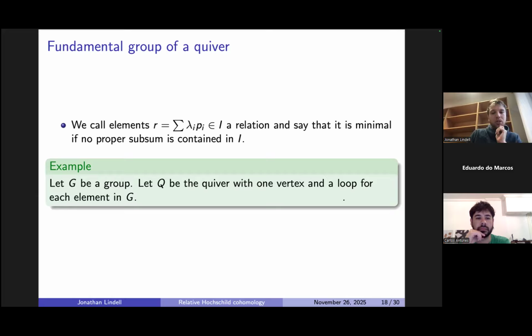Okay, so if we have a group now, then we can take a presentation where we have just a quiver given by one vertex, then a loop for each element in G, and then we have a presentation given by just sending the loop to the respective element in the group algebra.